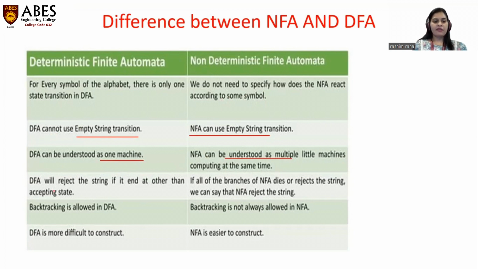DFA will reject the string if it ends at other than an accepting state. If all the branches of NFA die or reject the string, we can say that NFA rejects the string. Backtracking is not allowed in DFA, but backtracking is allowed in NFA. DFA is more difficult to construct, but NFA is easier to construct.